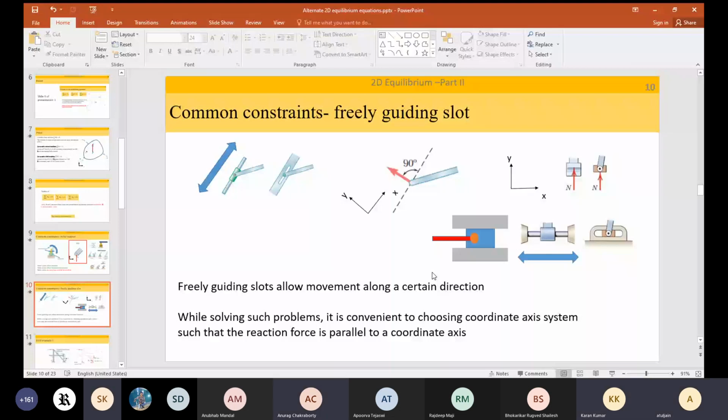For a planar force system, equal forces will always give a torque about that point. One at a time, please. Who was asking? Karan, you were asking, is it?